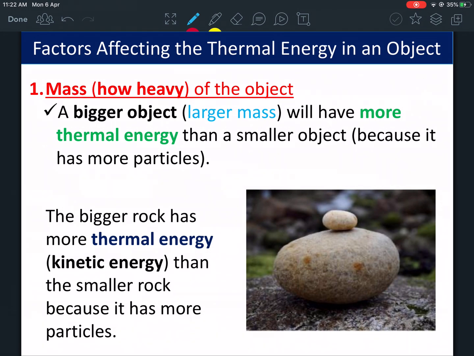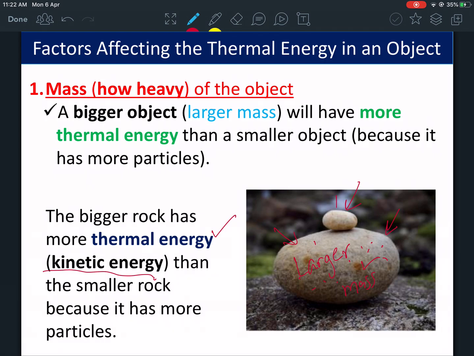So number one is mass, or how heavy an object is. A bigger object has larger mass. It will have more thermal energy than a smaller object. So look at this rock. There's a big rock and then there's a small rock. The bigger rock, the larger one, has more mass. Because it has more mass, it probably has more particles moving. That means it has more kinetic energy. That's why a bigger rock would have more thermal energy.